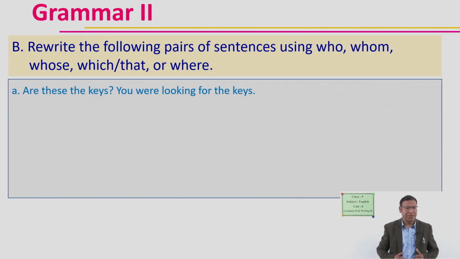Okay, let's go to exercise number B. Here you are to join the pair of sentences using who, whom, whose, which, that or where. Which and that can be used simultaneously; you can use either one of the two in most cases. So are these the keys? You are looking for the keys.